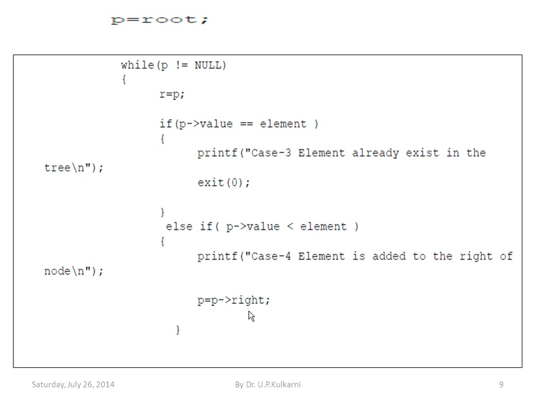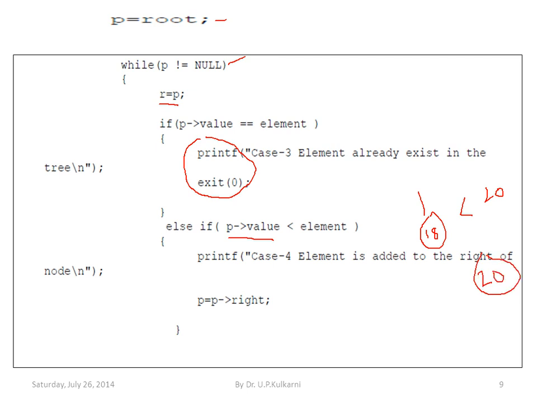Now let's summarize the code we need to follow. P is equal to root, while P not equal to null. This is the temporary arrangement, R equal to P. If P dot value equals the element, then the element which you want to store in the binary tree already exists. If P dot value is less than the element, assume that you have a node P here with value 18 and the element you want to insert is 20. Now P dot value, 18, is less than 20, so you add this node to the right of this particular node. So P equal to P dot right. You are moving towards the right of that particular node in the tree.